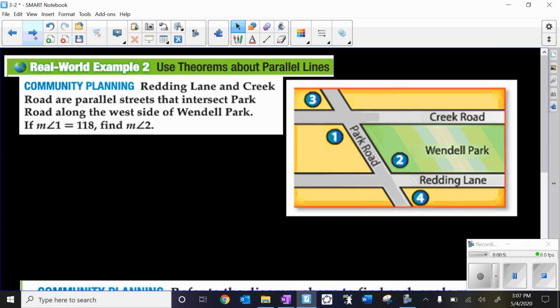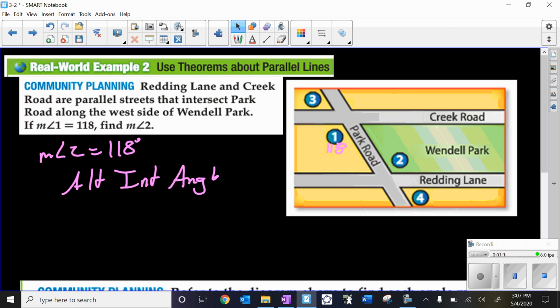Okay, so let's try an example or two. So this time, the measure of angle 1 is 118. I want to find the measure of angle 2. Well, the measure of angle 2 should also be 118 degrees because angle 1 and angle 2 are alternate interior angles. Okay, and that's how we would do that one.